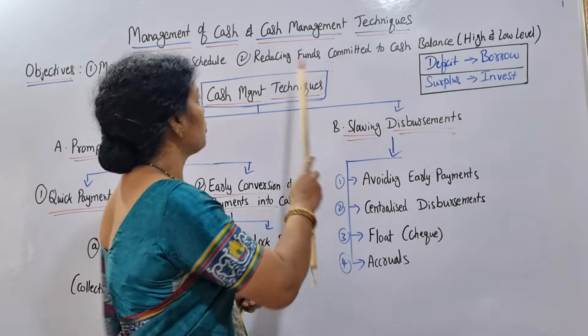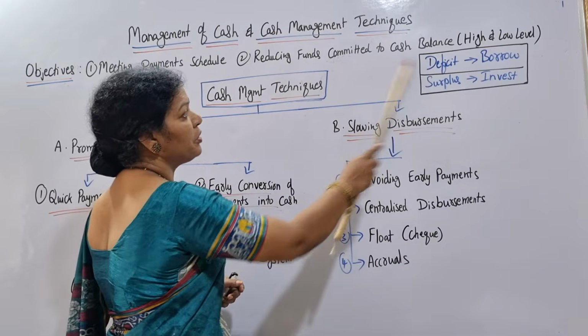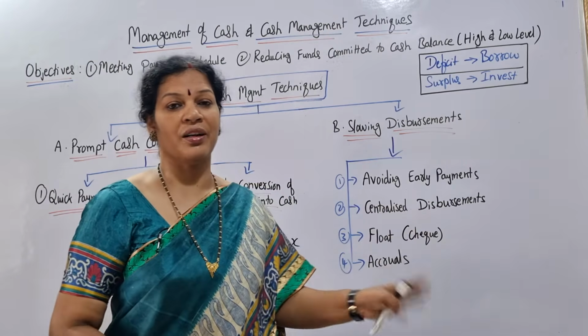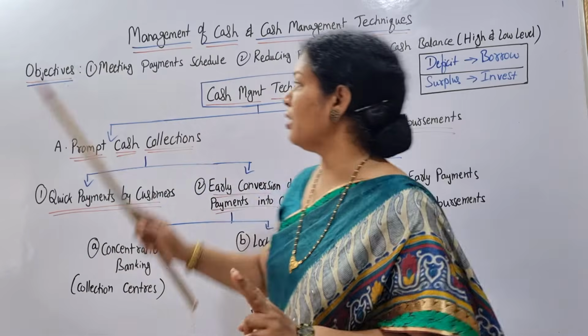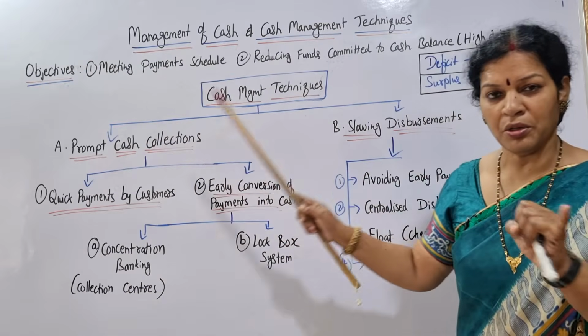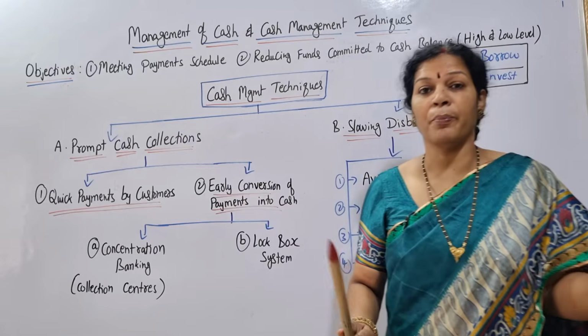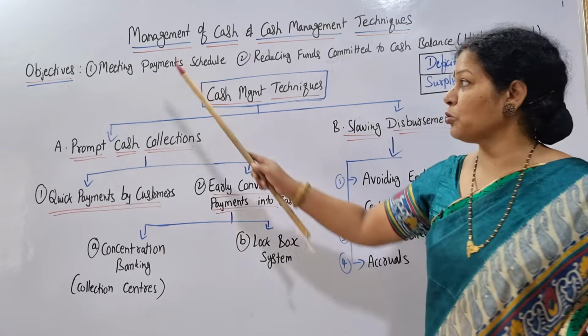That is why reducing the funds committed to cash balance should be done in such a way that it should not be more or less. These are the two main objectives: meeting the payment schedule, reducing the unnecessary payments, and maintaining the proper cash.